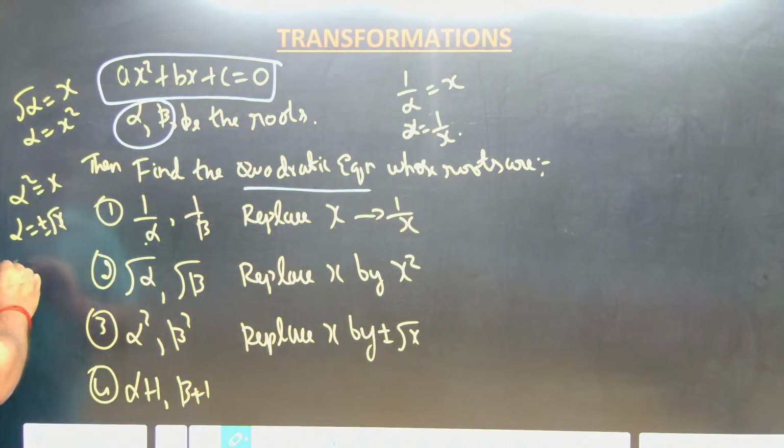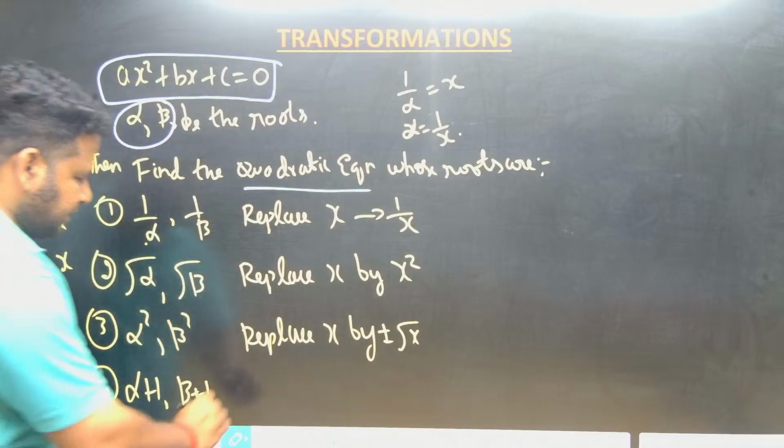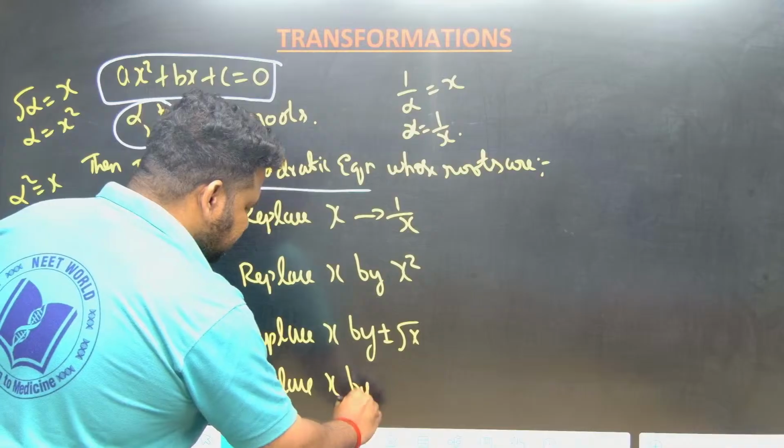Alpha plus 1 is there. Alpha plus 1 is equal to x, if I write. So alpha will be equal to x minus 1. So what I should do? In the given equation, I should replace x by x minus 1.